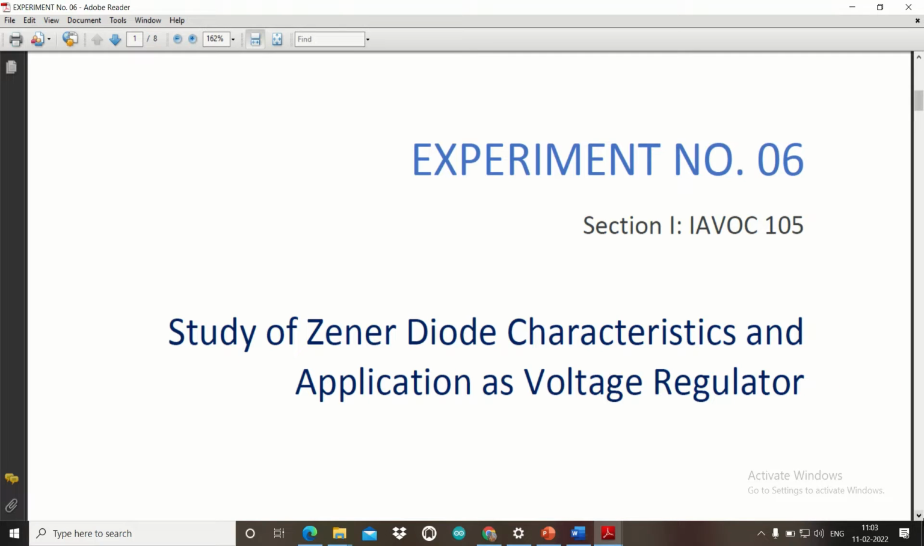Dear participants, in this session we will be starting with experiment number 6 of section 1 IFVOC 105, in which we will be studying the Zener diode characteristics and definitely the application of Zener diode as voltage regulator.